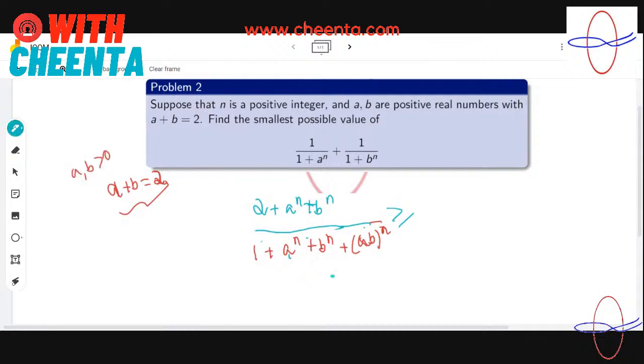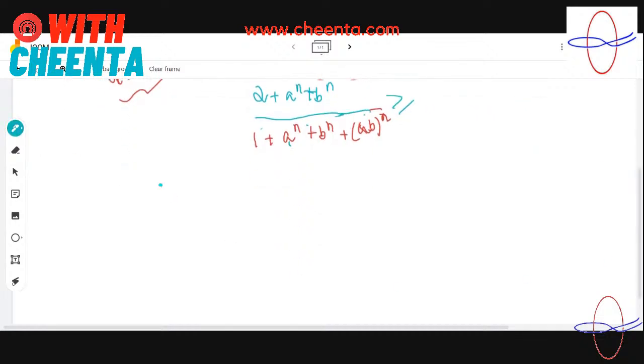Okay, so since it is greater than or equal to this, can you put in the hint one is to put an upper bound on (1 plus a to the power n plus b to the power n plus ab) whole to the power n. Put an upper bound on this, because that will become a lower bound for this, right? Less than or equal to something. Try to find an upper bound for this.